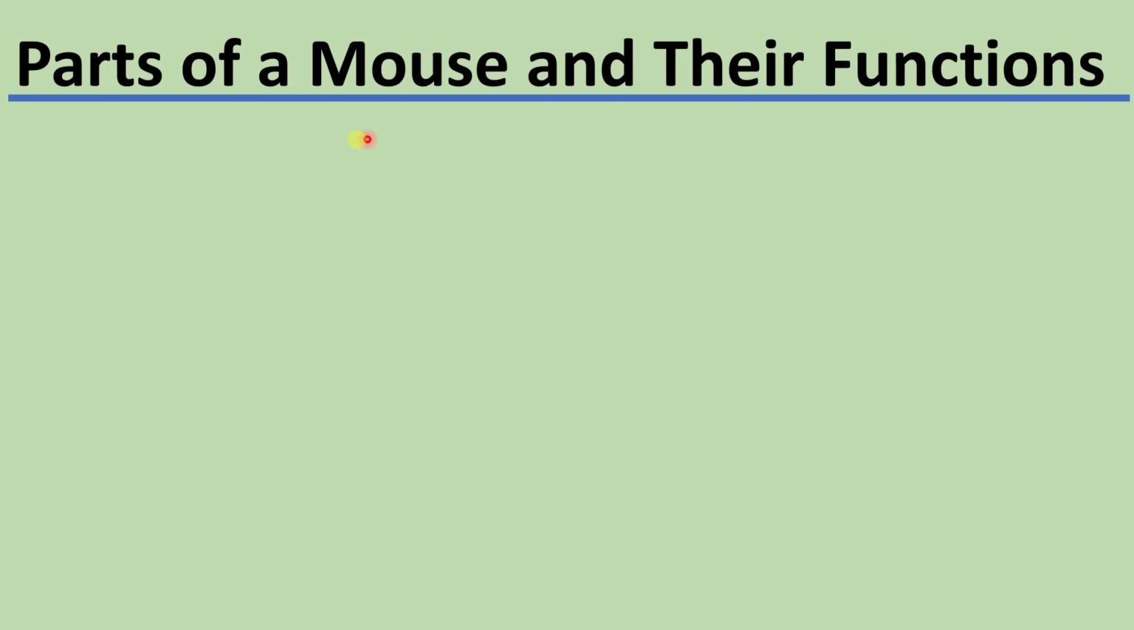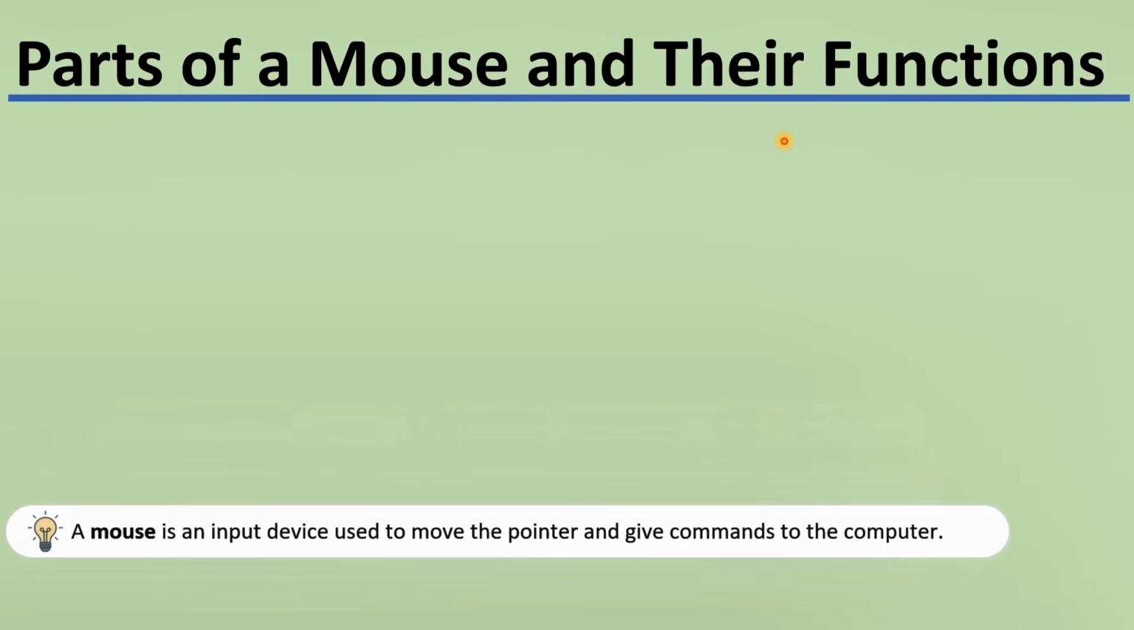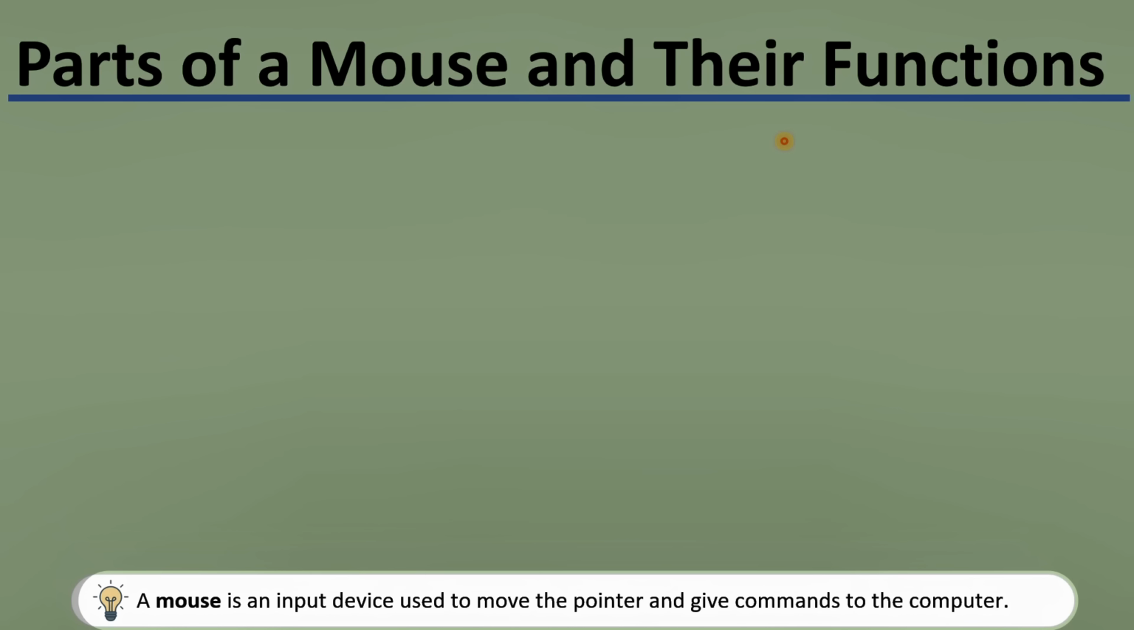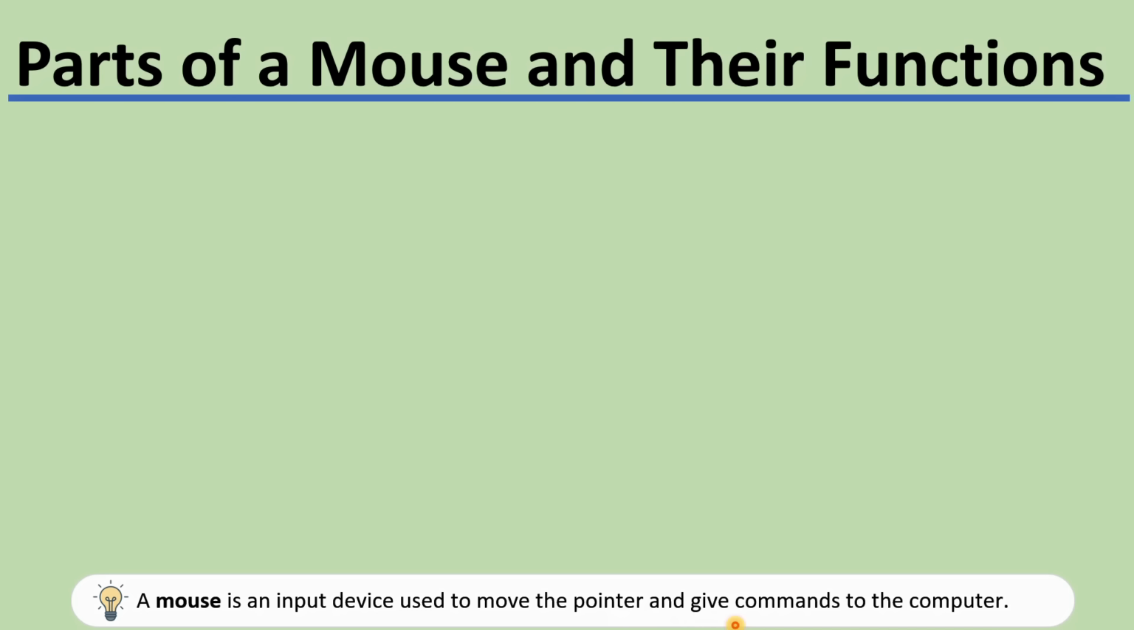Now, let's see parts of a mouse and their functions. By definition, we can see the definition of a mouse down here: a mouse is an input device used to move the pointer and give commands to the computer. So a mouse is an input device. That means it helps us give commands to the computer. It controls something called a pointer, that small arrow you see moving on your computer screen.